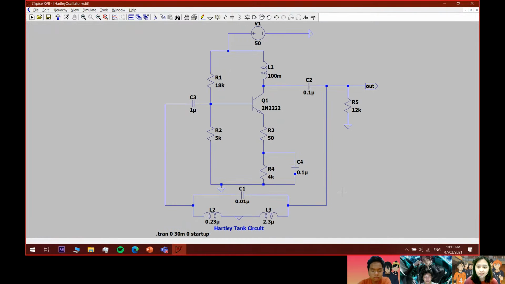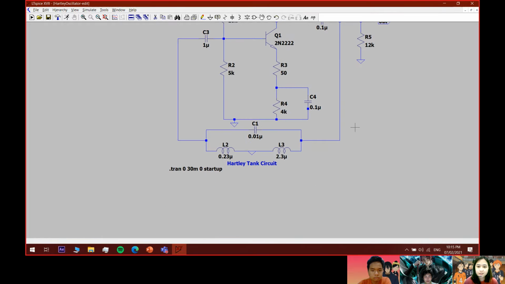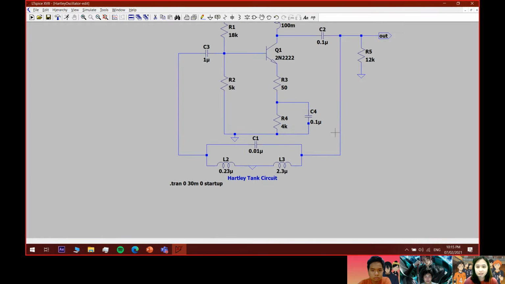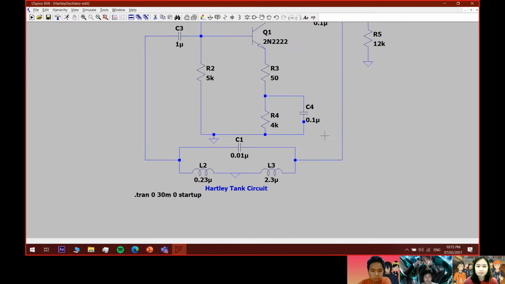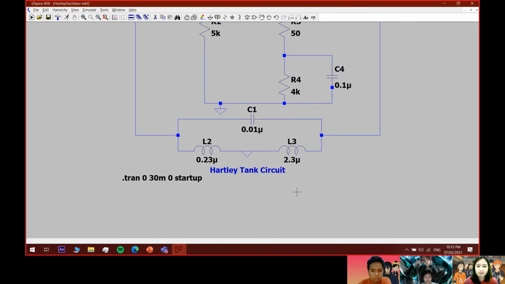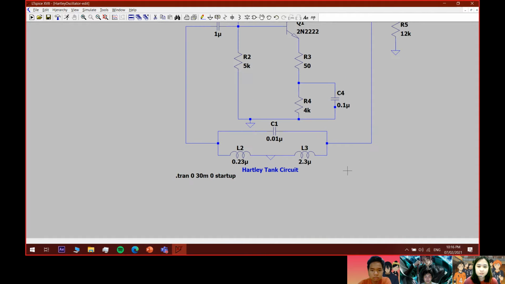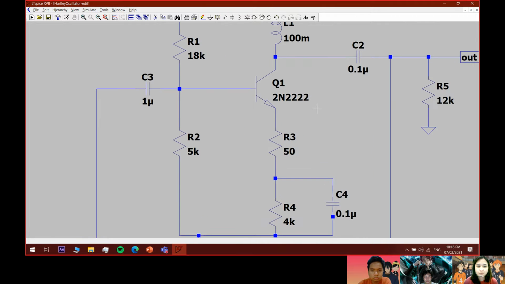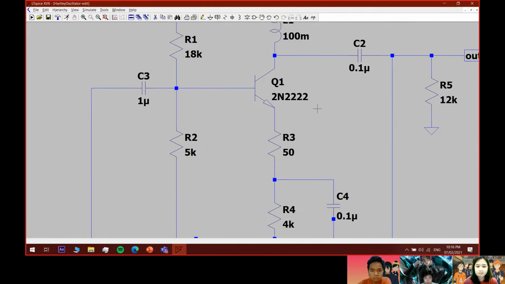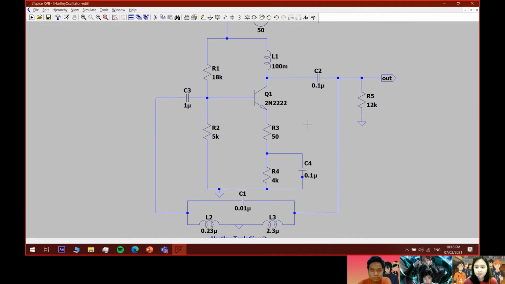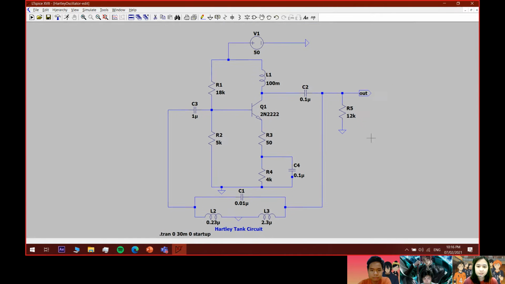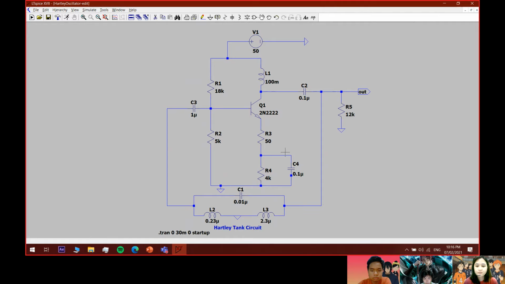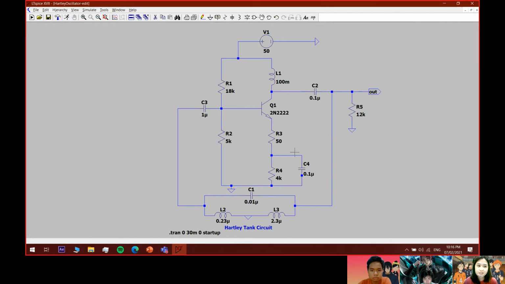For our Hartley oscillator, we have a Hartley tank circuit connected to the main oscillator circuit, which is located at the bottom. This consists of a capacitor connected in parallel to the series-connected 0.23 microhenry and 2.3 microhenry inductors. The tuned LC circuit is connected between the collector and the base of a transistor amplifier. As far as the oscillatory voltage is concerned, the emitter is connected to a tapping point on the tuned circuit coil, therefore producing sinusoidal waveforms when simulated.